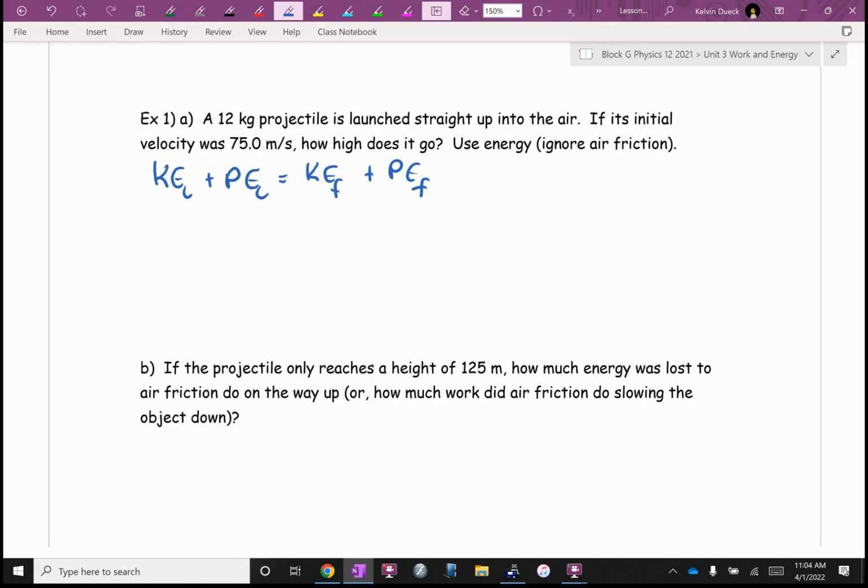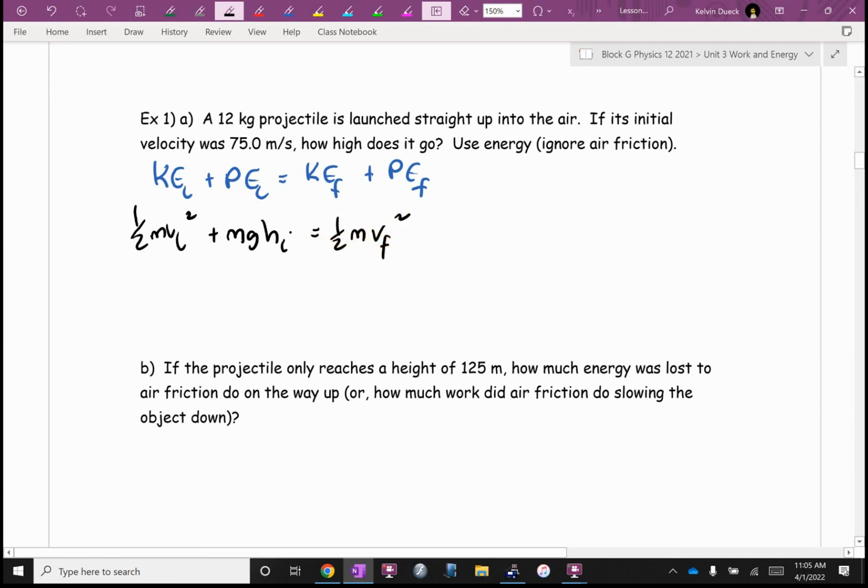How do we calculate kinetic energy? Well, that was a half mv squared. So I guess kinetic energy initial is going to be a half mv initial squared, plus mgh initial. And that's going to equal a half mv final squared plus mgh final.